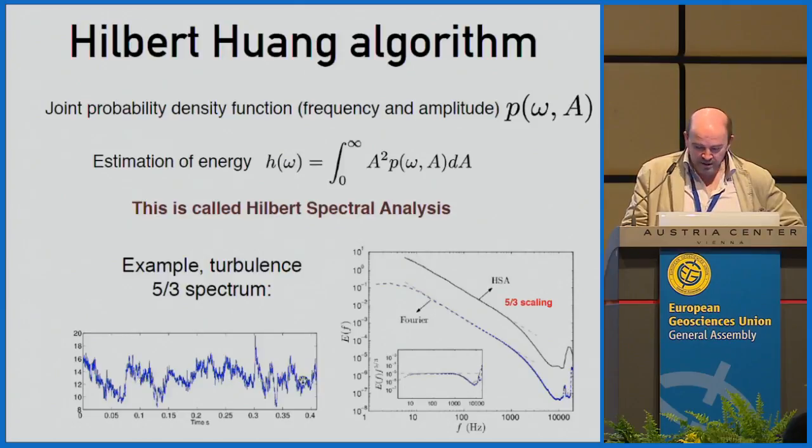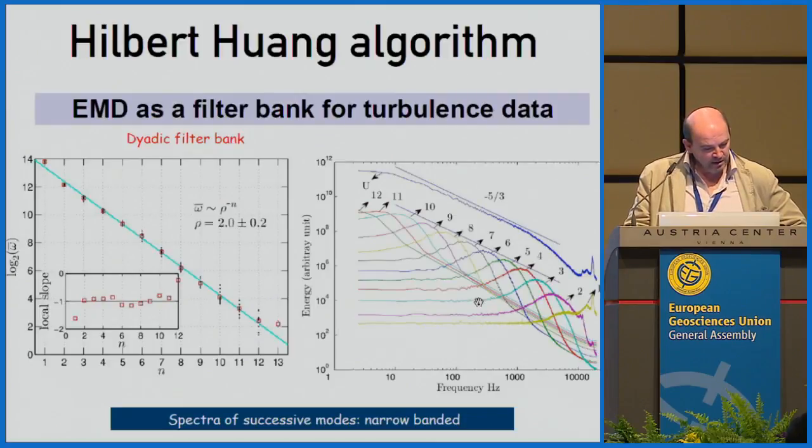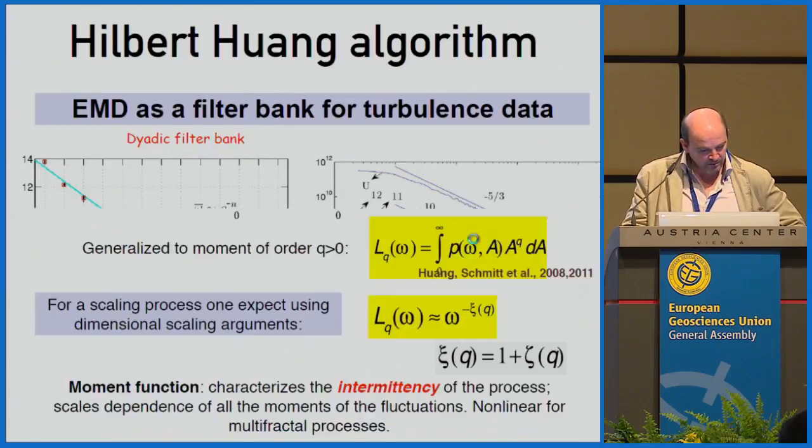Here is an example using turbulence. You have a turbulent time series. You have the Fourier power spectrum and the Hilbert one, and you have 5/3 scaling in both cases. This is also a method that decomposes the signal as a dyadic filter bank. It means the characteristic frequency is more or less half the frequency of the previous mode, and also each mode is more or less localized in Fourier space, as can be shown here.